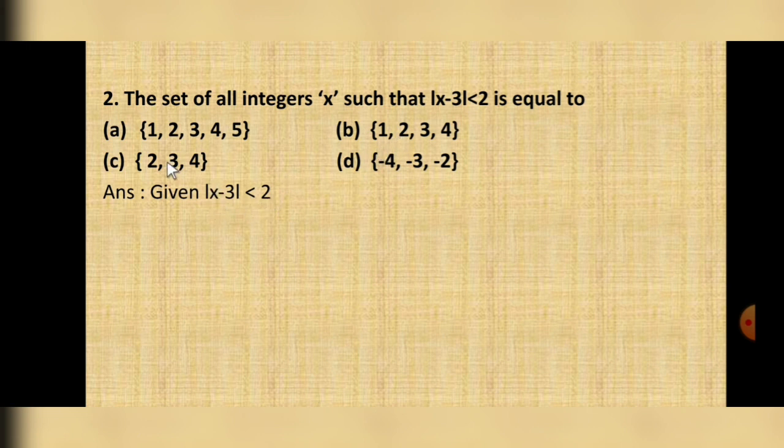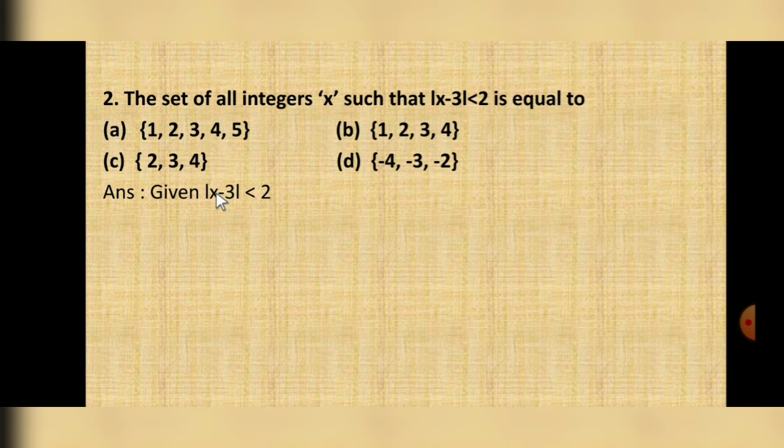Next you take number 2. If we substitute x equal to 2, 2 minus 3 is minus 1, mod of minus 1 is plus 1. So 1 is less than 2. So here the first value which satisfies that condition is x equal to 2.